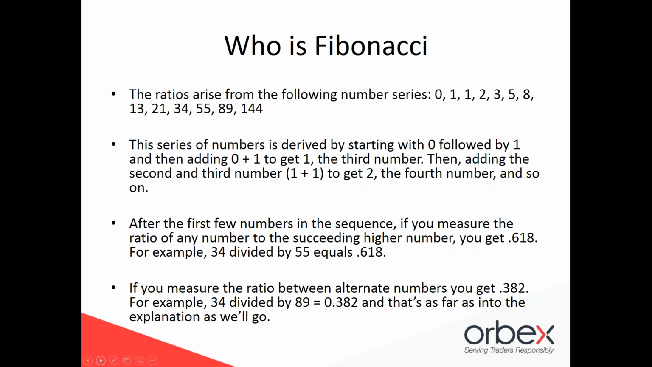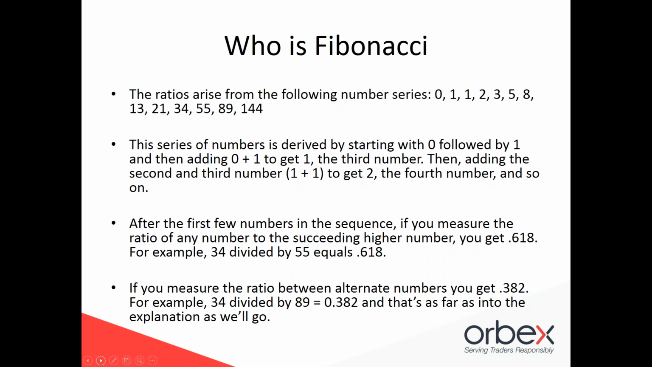Is this kind of clear? I know it's a little bit confusing, but is it a little bit clear at least? So it's actually 0 plus 1 equals 1, and then 0 plus 1 plus 1 equals 2, 0 plus 1 plus 1 plus 2 equals 3, and so on. Okay?